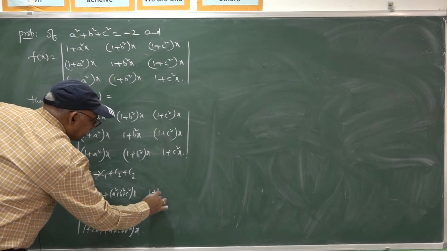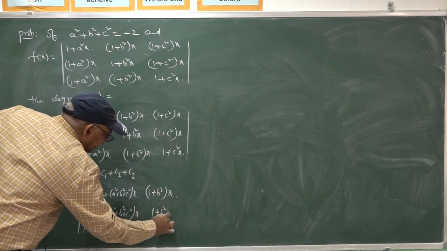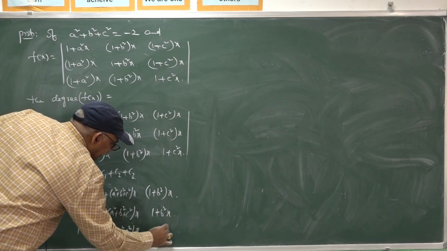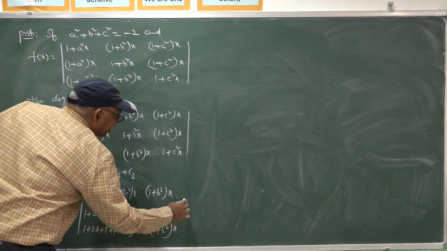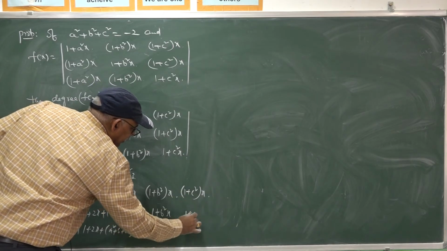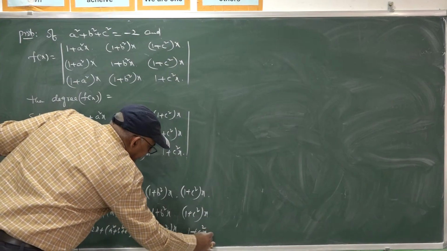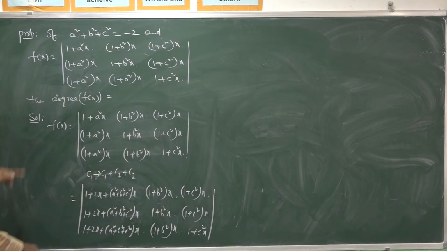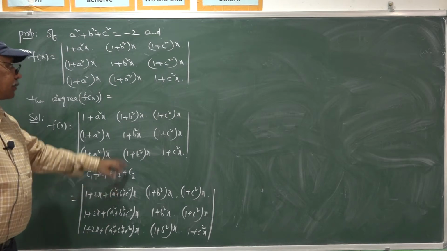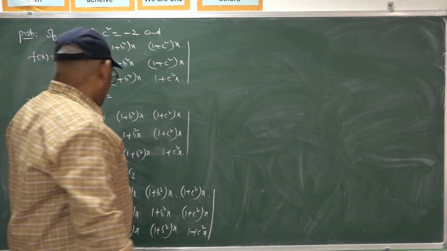The remaining two columns are as they are: 1 plus b square x, 1 plus b square into x. Similarly, 1 plus c square into x, 1 plus c square multiplied x, 1 plus c square x. But given a square plus b square plus c square is minus 2.